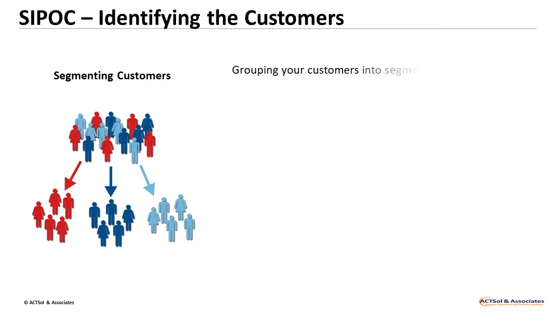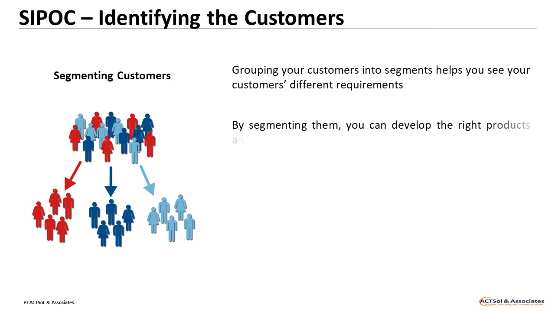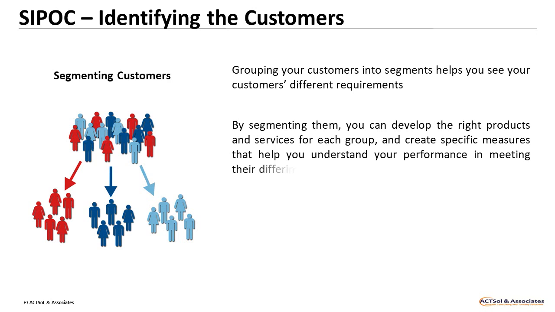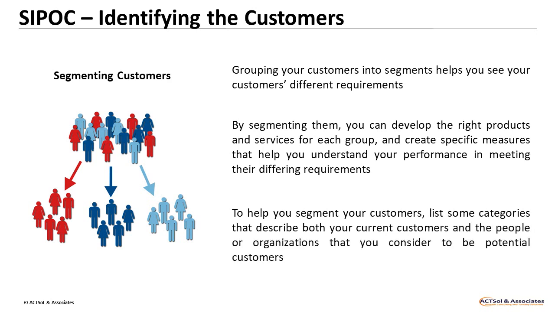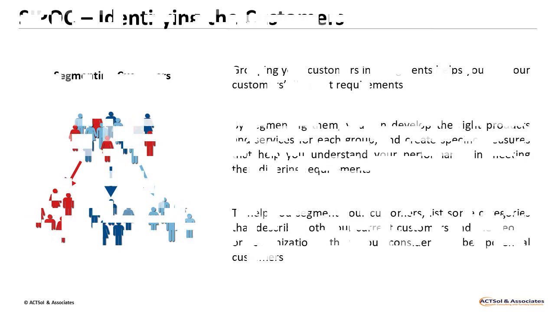Grouping your customers into segments helps you to see your customers' different requirements. By segmenting them, you can develop the right products and services for each group and create specific measures that help you understand your performance in meeting their differing requirements. To help you segment your customers, list some categories that describe both your current customers and the people or organizations that you consider to be potential customers. You might also look at past customers in this way too.